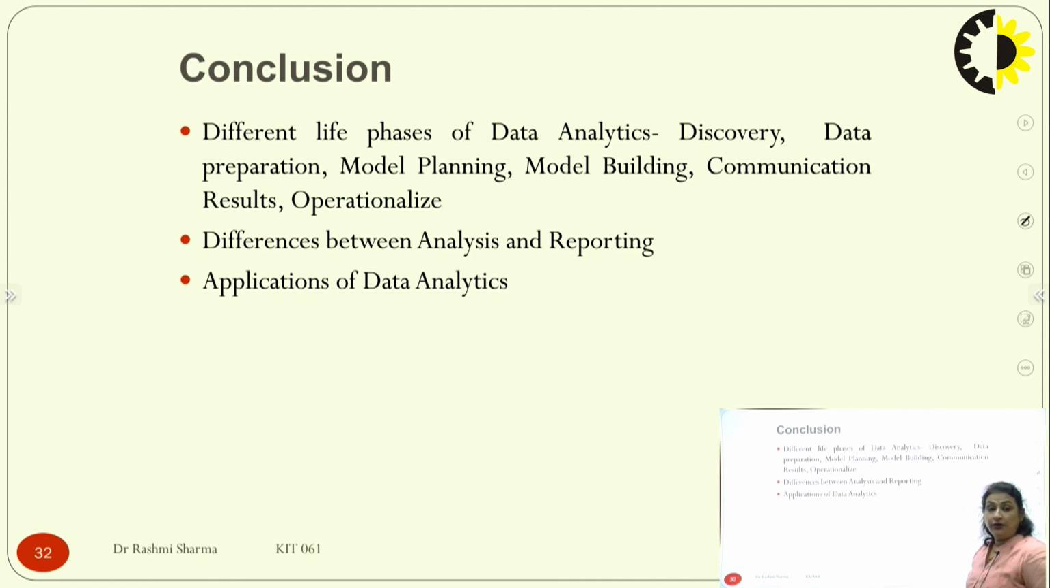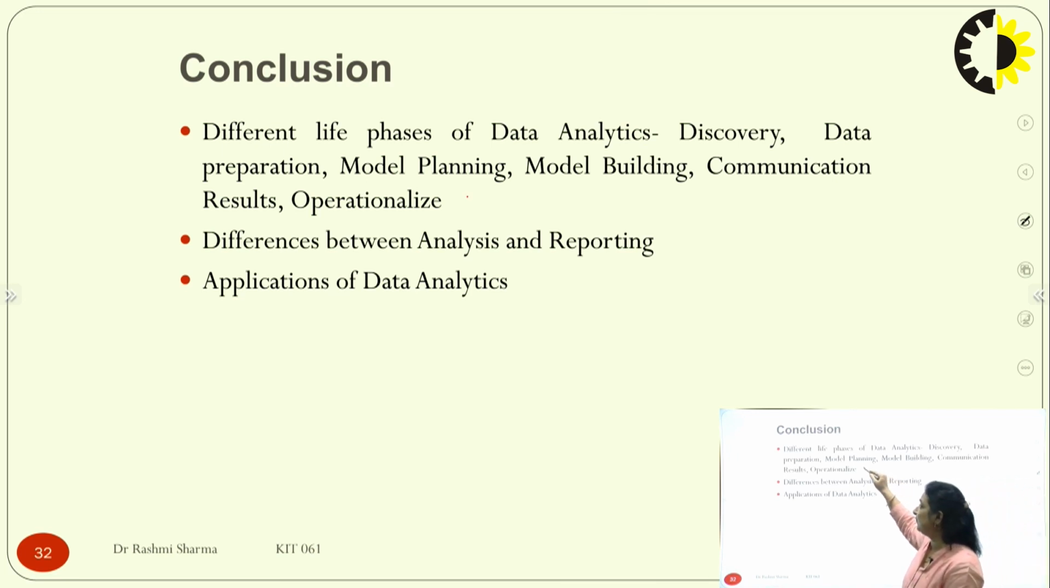So coming to the end of this video, the conclusion is we have seen different phases of the data lifecycle model. That includes discovery, data preparation, then model planning, model building. Then we have to communicate the results and operationalize.